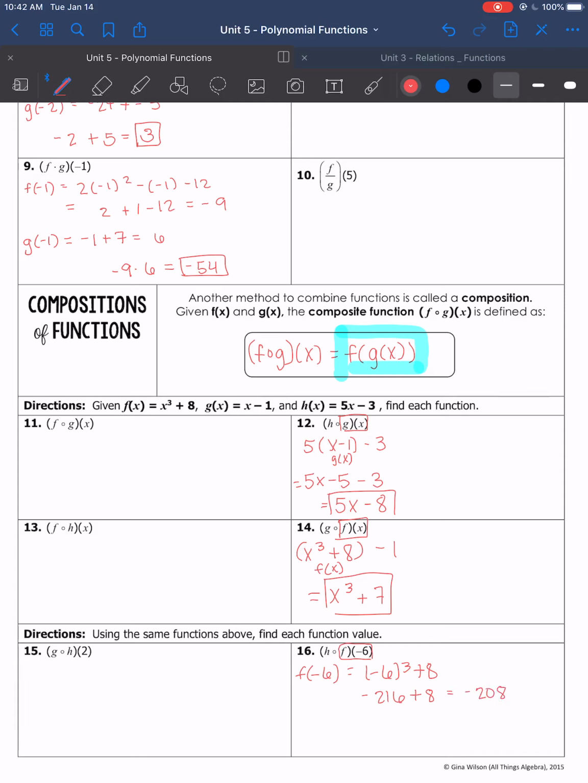And now you're going to take that number negative 208 and plug it into h. So h of negative 208, and h is 5x minus 3, so 5 times negative 208 minus 3, and 5 times negative 208 gives me negative 1040, minus 3 gives me negative 1043. That is how you do composition of functions.